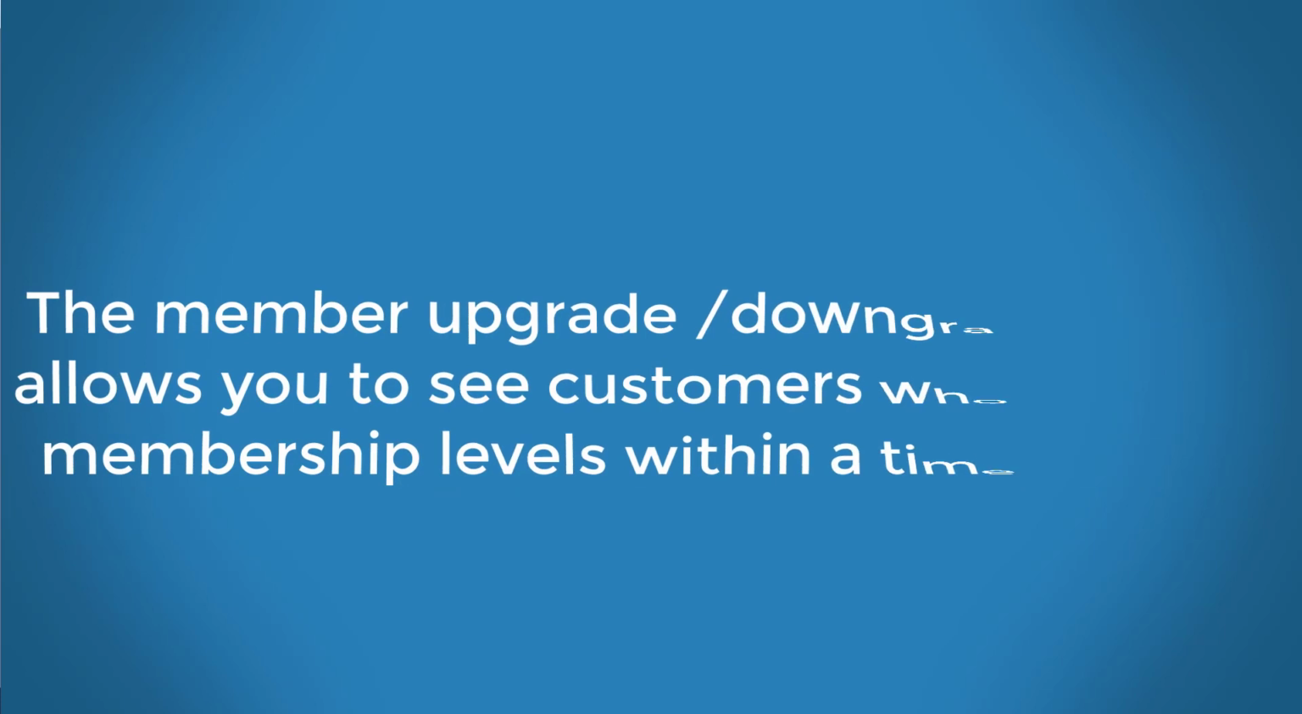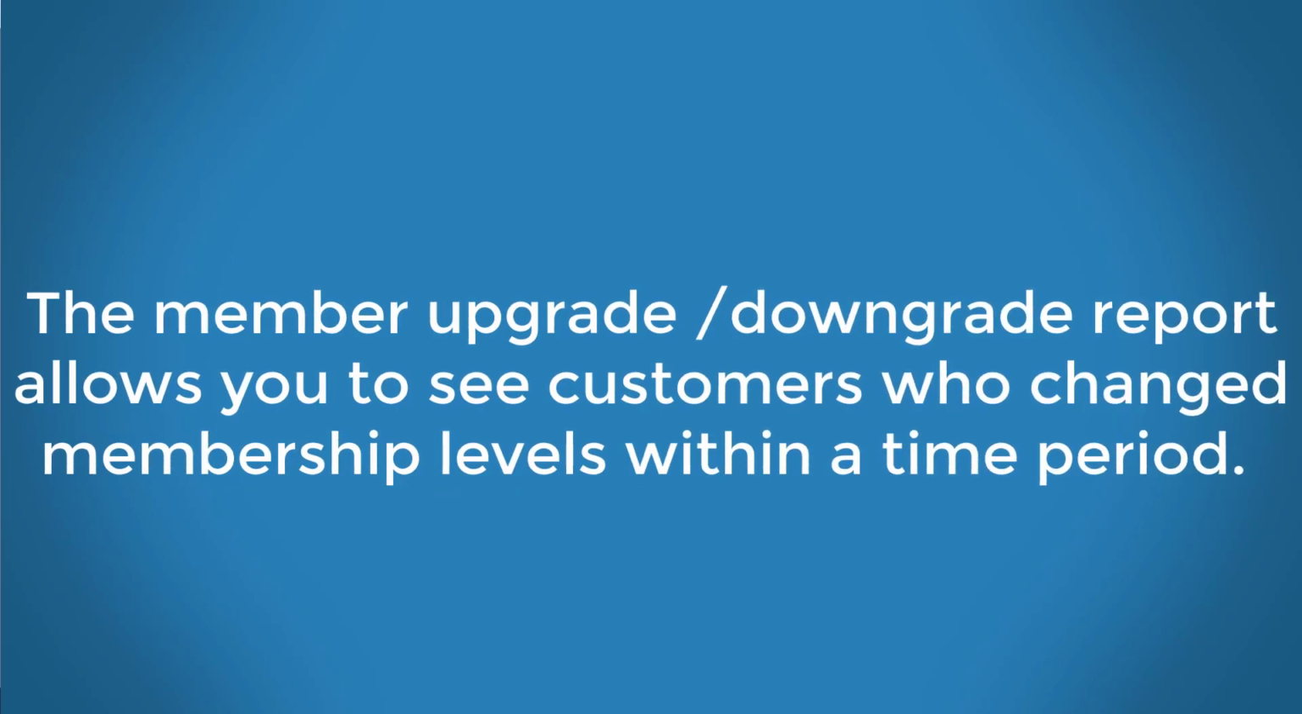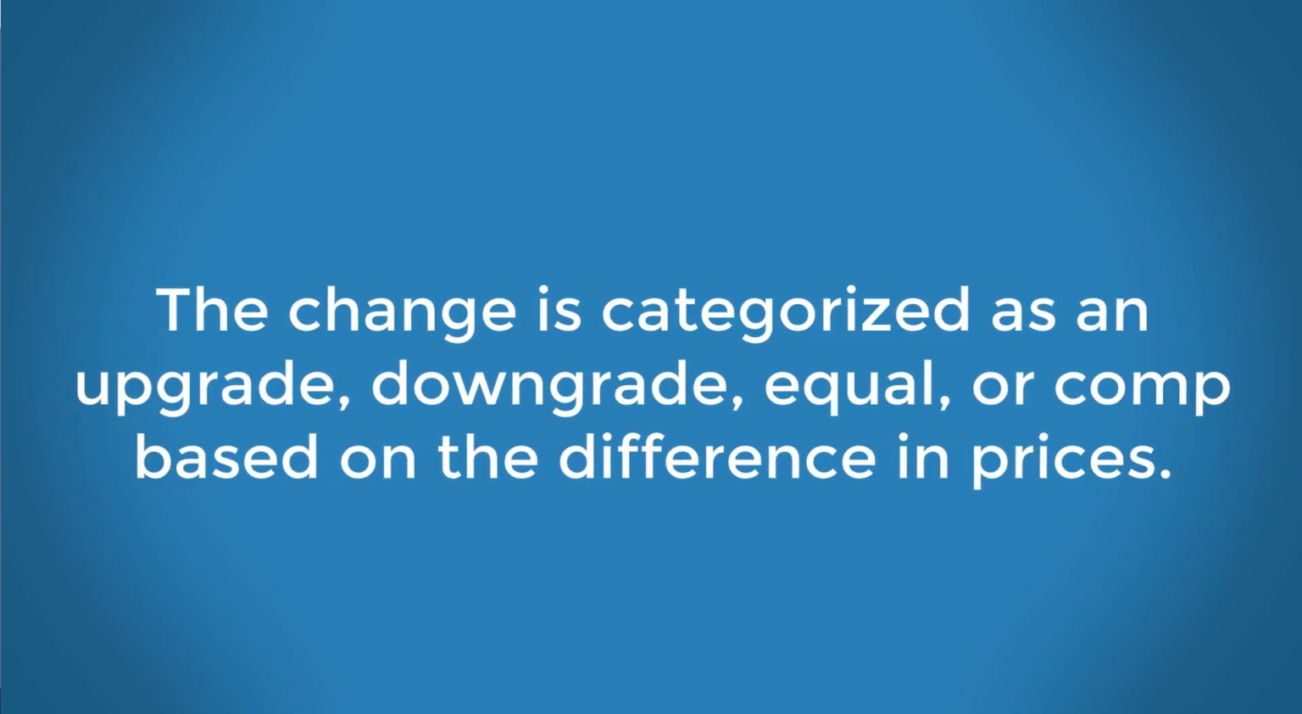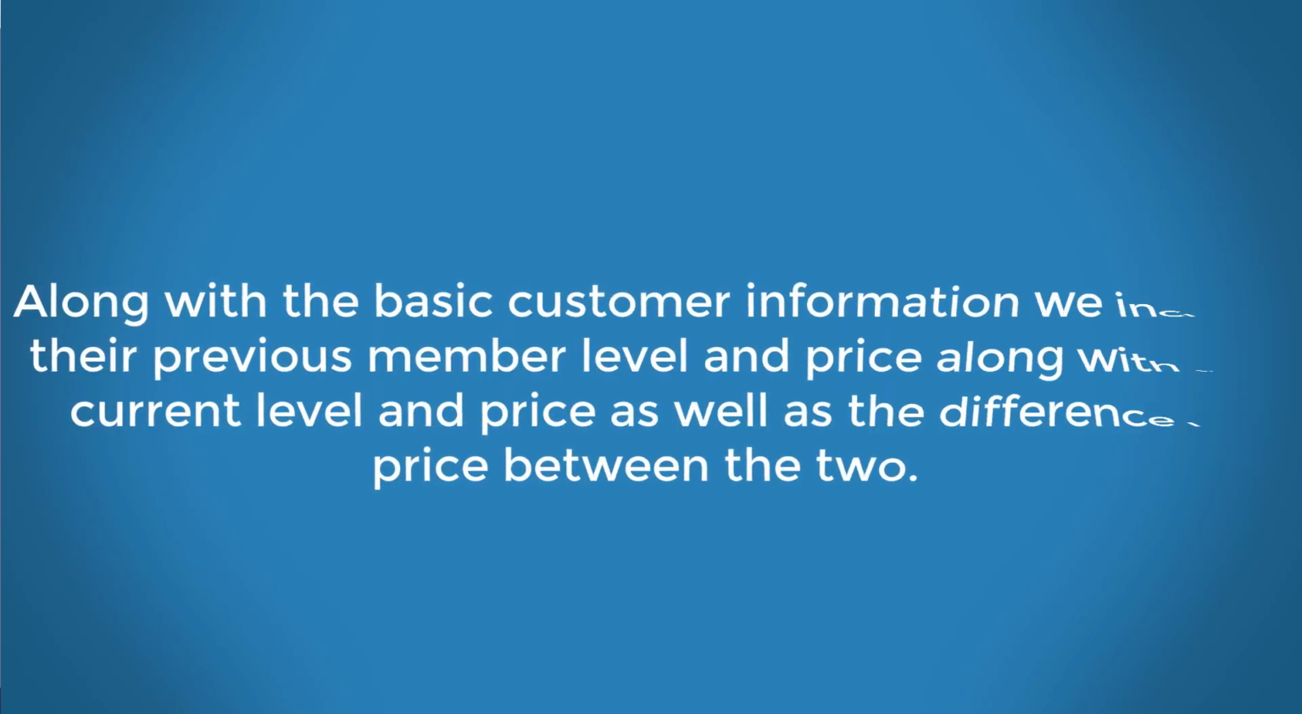The Member Upgrade Downgrade report allows you to see customers who changed membership levels within a time period. The change is categorized as an upgrade, downgrade, equal, or comp based on the difference in price. Along with the basic customer information, we include their previous member level and price, the current level and price, as well as the difference in price between the two.